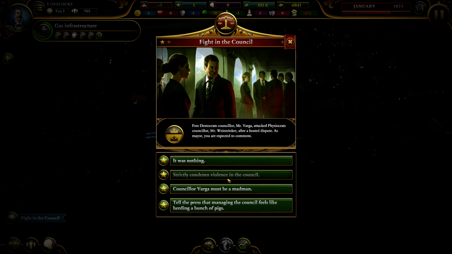It was nothing. Strictly condemn violence in the council. Councillor Varga must be a madman. Tell the press that managing the council feels like herding a bunch of pigs.